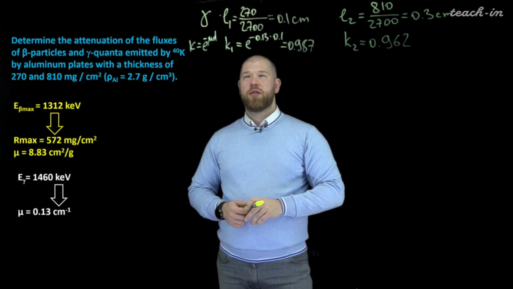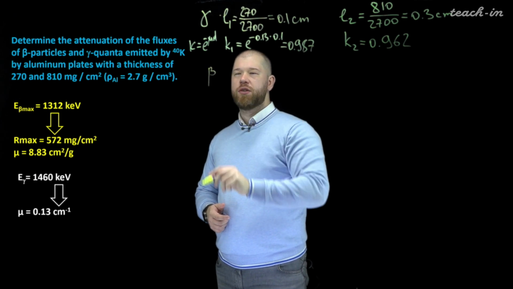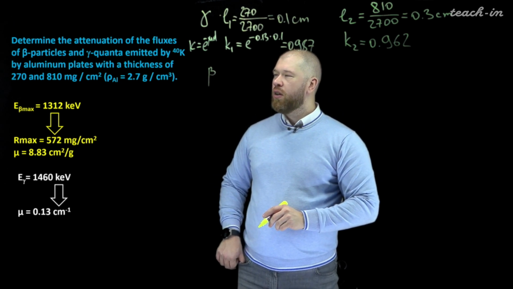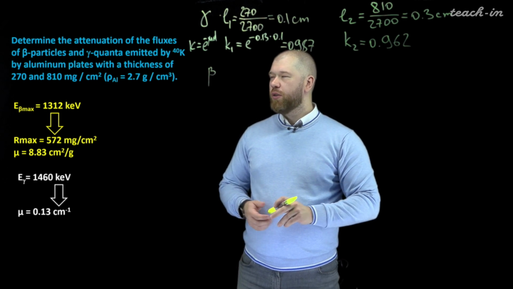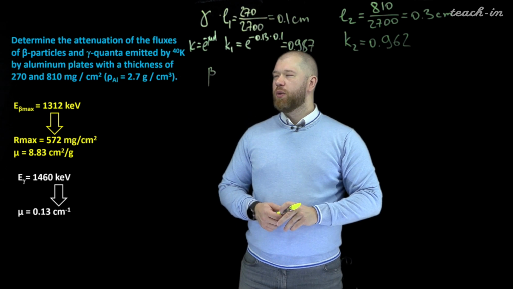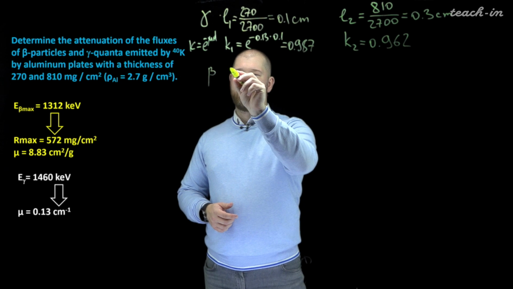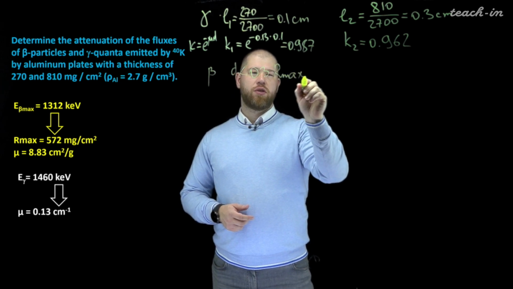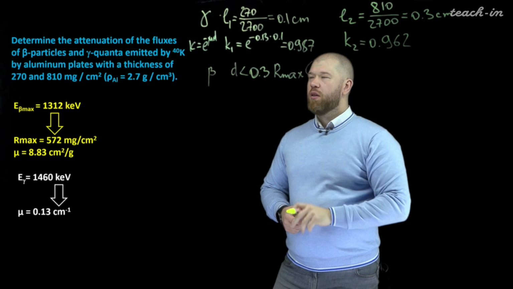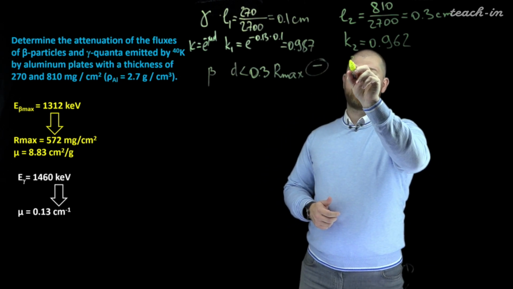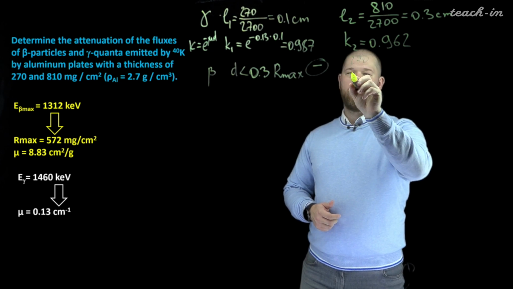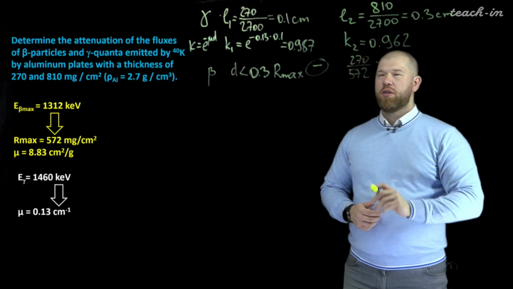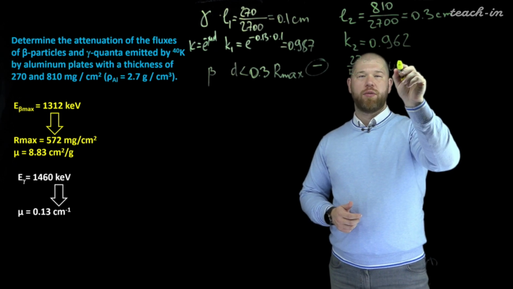And now let's calculate these attenuation coefficients for beta particles. We know the maximum range, and we can see that even in the first case of 270 milligrams per squared centimeter, this relationship, 0.3 of the maximum range, is not correct, because we can divide this 270 by simply 572, and this value will be larger than 0.3.